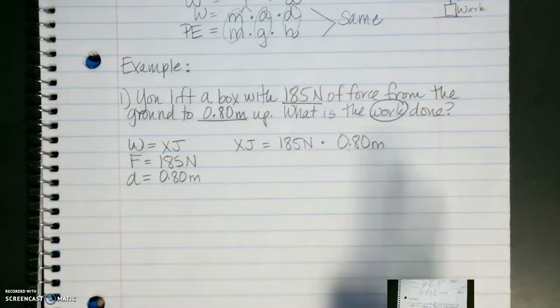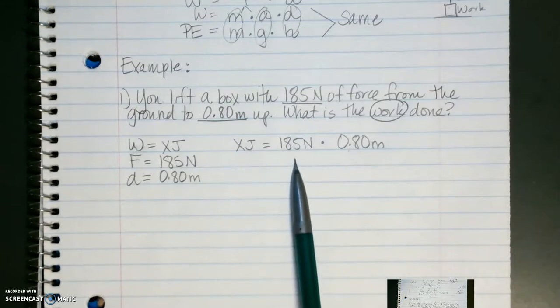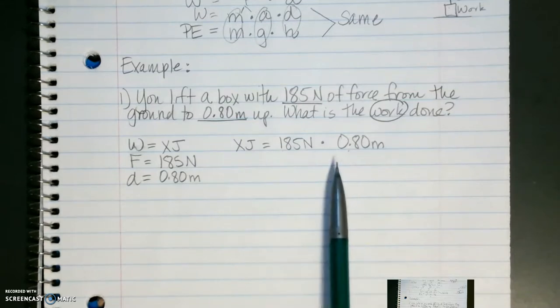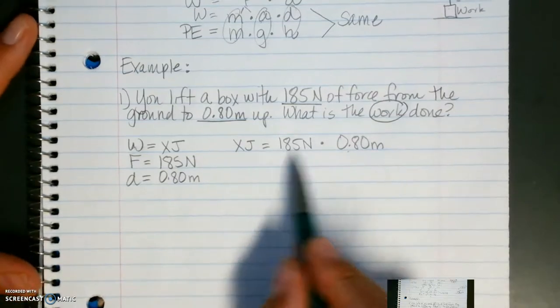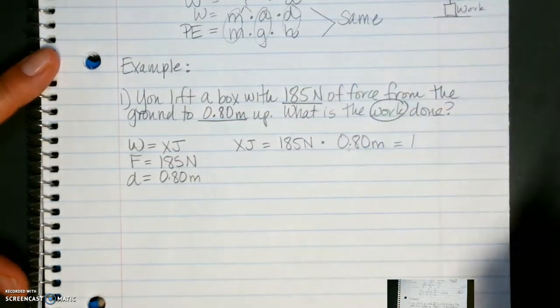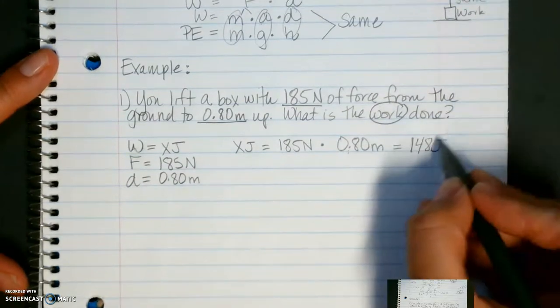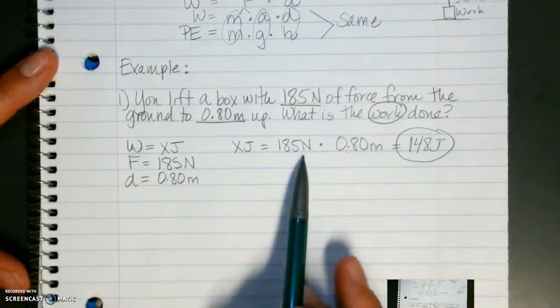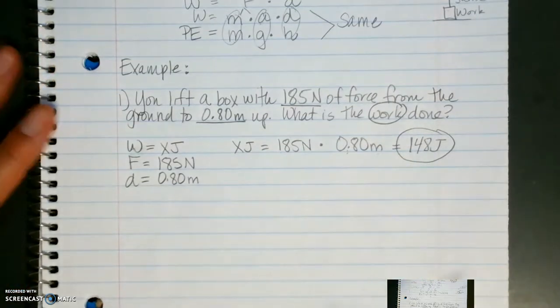Okay, picking up where we left off, we have x joules equals 185 newtons times 0.80 meters. So we're just going to multiply, plug it into your calculator, and 185 times 0.80 equals 148 joules of work done. Because remember, a newton times a meter is a joule. Okay, hopefully that was easy.